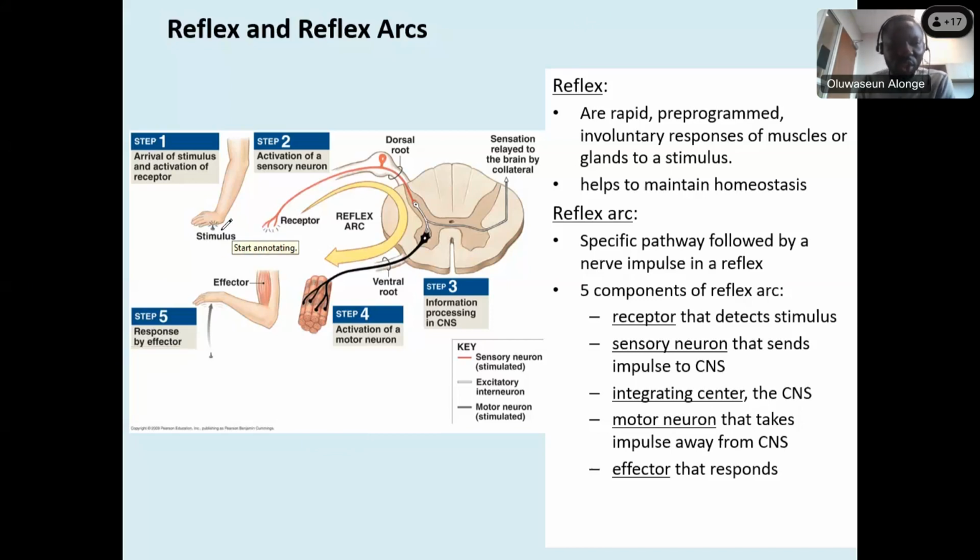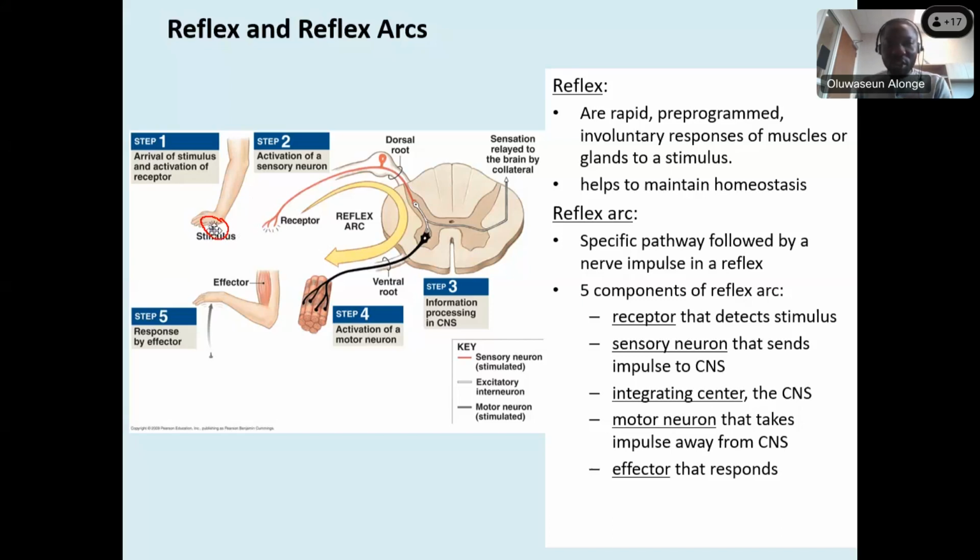Now, the first one is, think about it as though you have stepped on a needle. You have just put your hand on a very sharp needle. What is going to happen at that time? That is the stimulus. The stimulus is going to be received, and the receptor receives the stimulus as a mechanical message, and it will change to an electrical impulse. It changes to an electrical signal that the brain can understand.